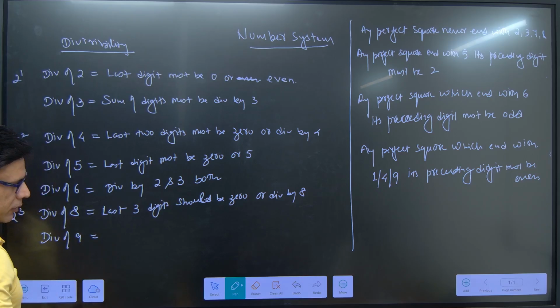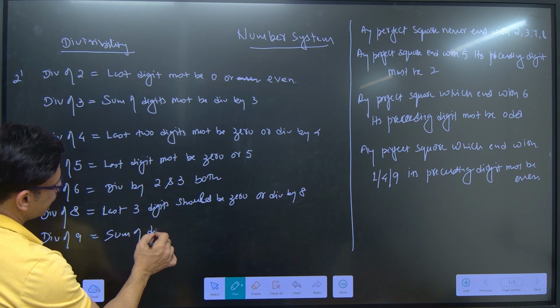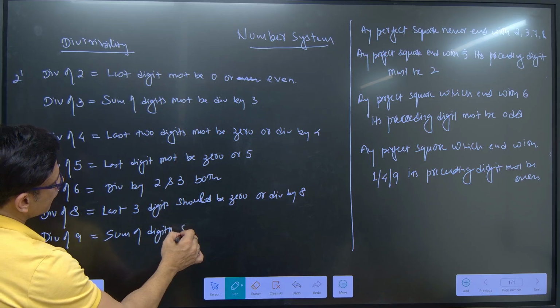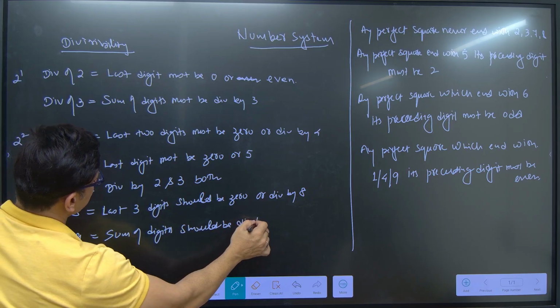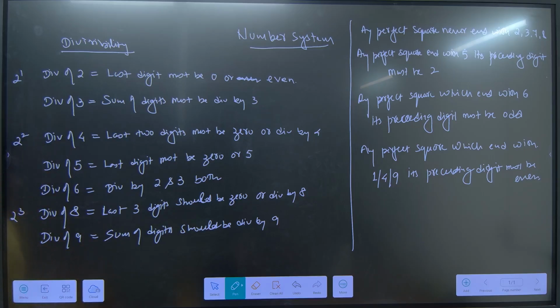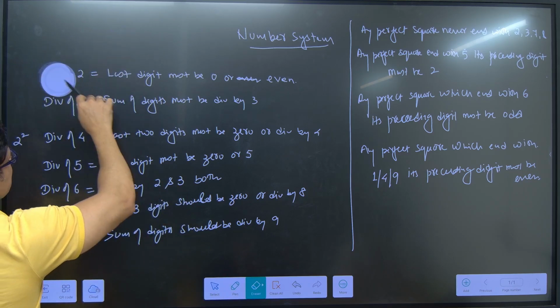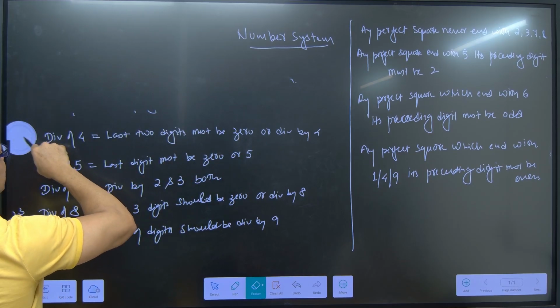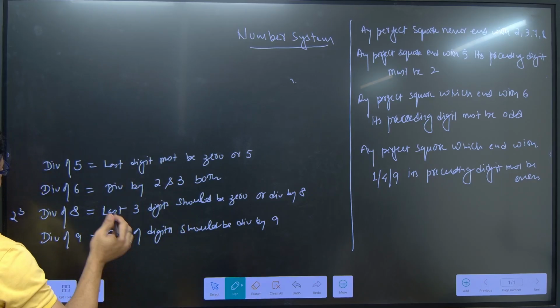Divisibility of 9: sum of the digits should be divisible by 9, right? Then 7 and 11. Although calculators are there, so nothing to worry.